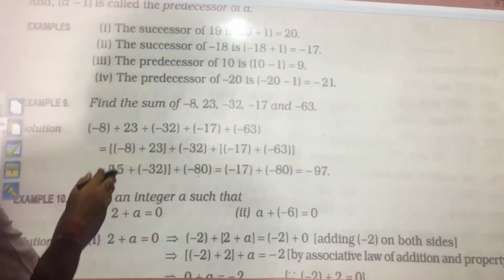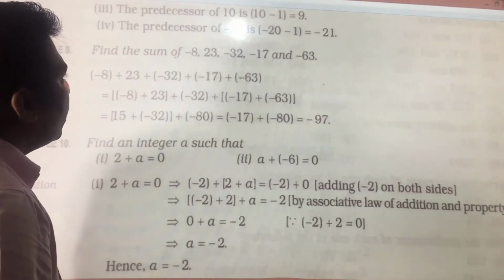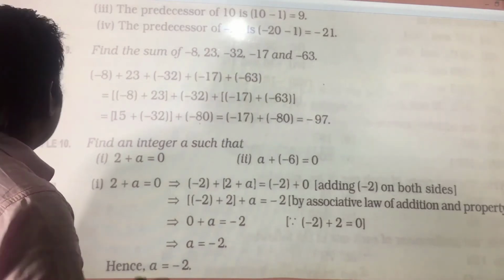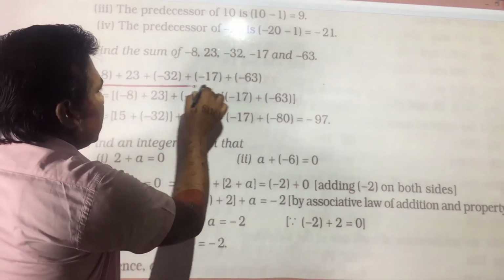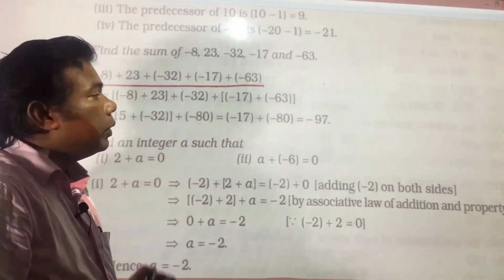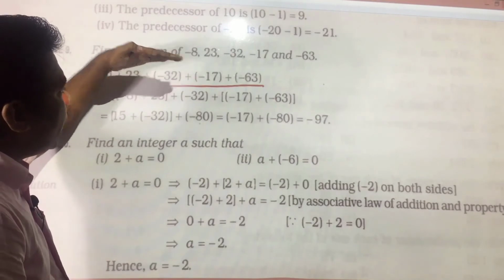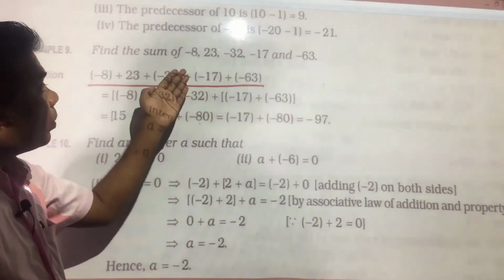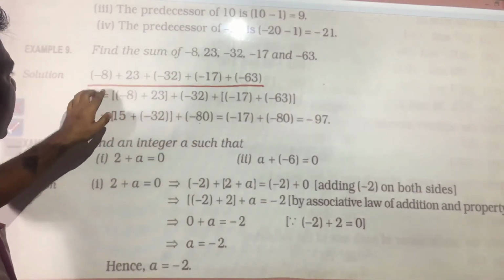Find the sum of minus 8, 23, minus 32, minus 17 and minus 63. These are very important, because this is where children make mistakes. Generally they do not understand, and this is the very foundation period for you. You must try to understand, and you must solve so many questions so that you are well practiced. Then later you will not have any problem.